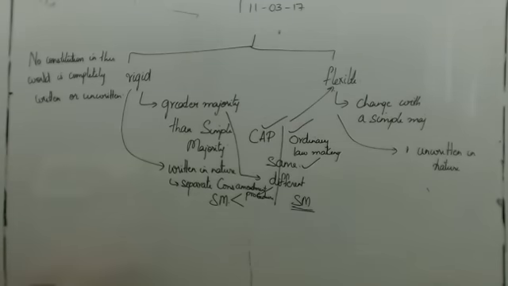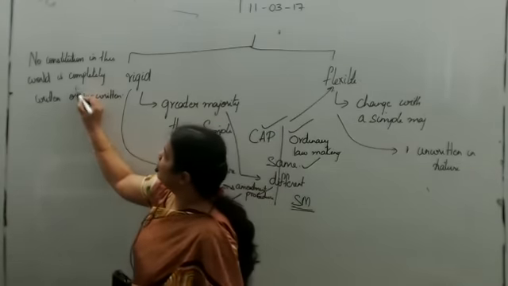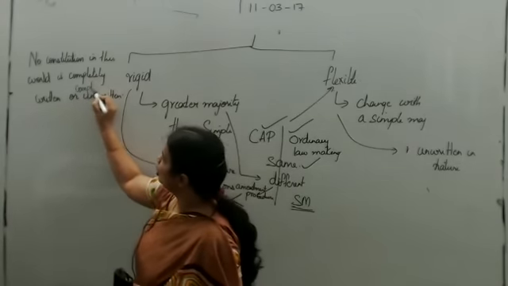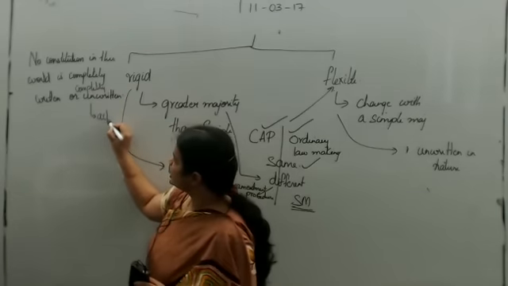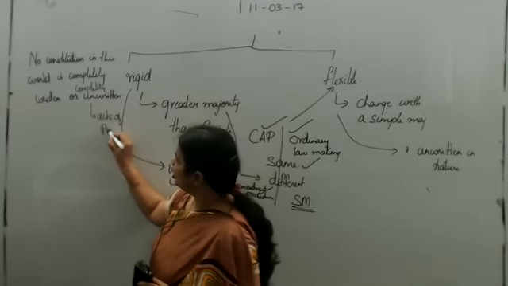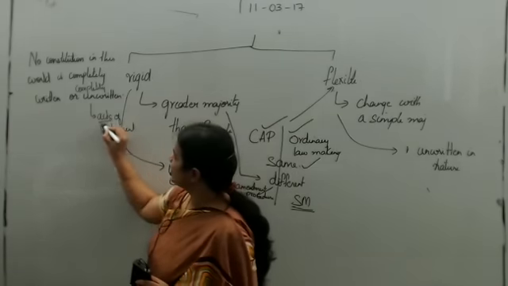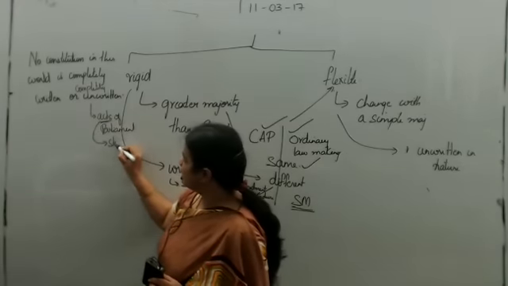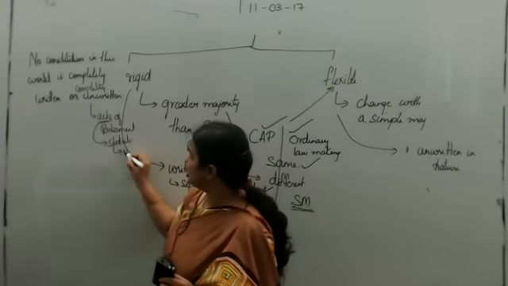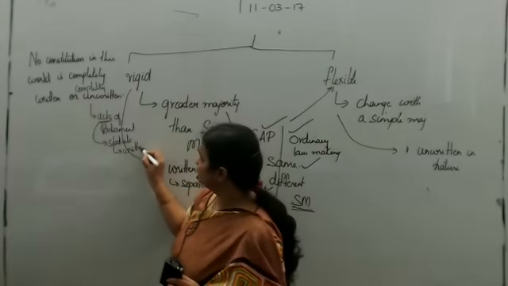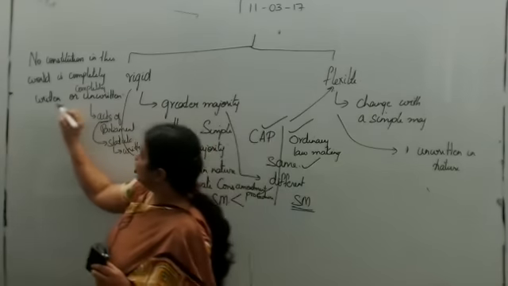Now, why do we say that no constitution is completely written or completely unwritten? Because, see, when I told you about an unwritten constitution, I also mentioned acts of parliament. Acts of parliament is nothing but statutes made by parliament, and a statute will always be in written form.